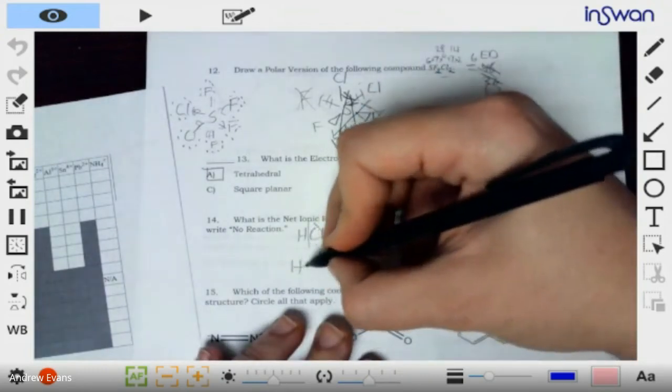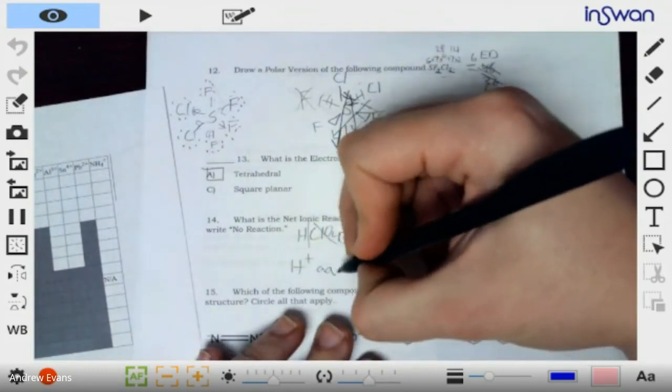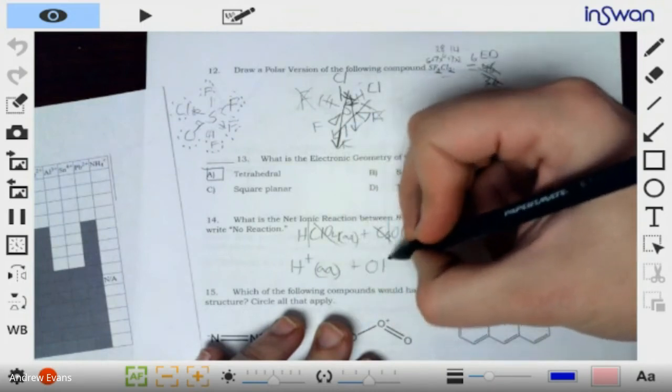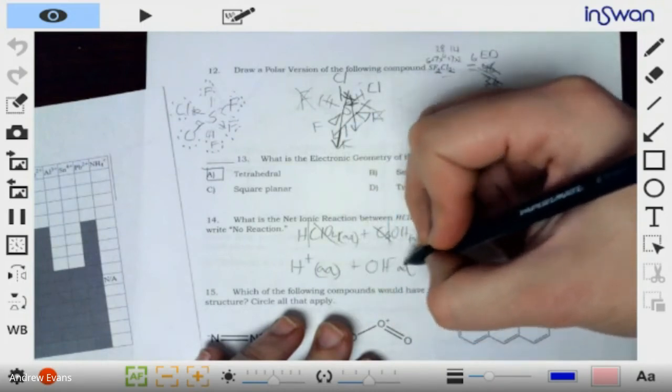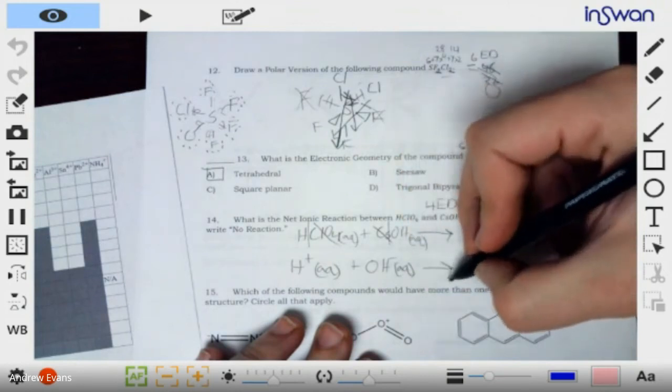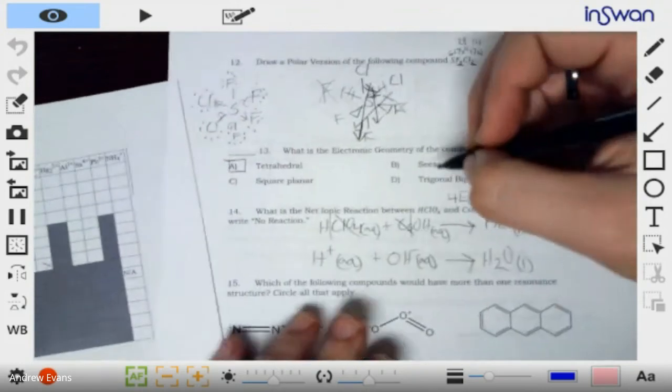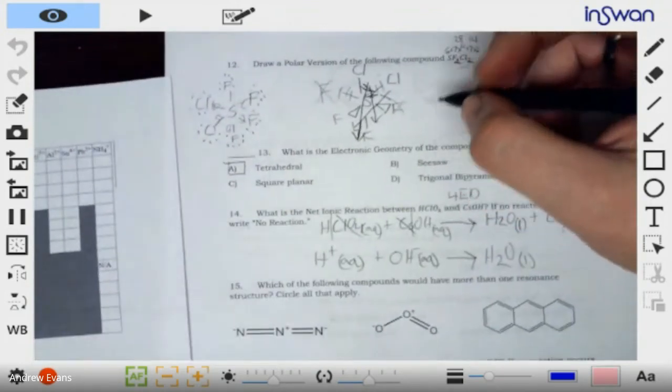Our net ionic equation for any strong acid and strong base is H plus and OH minus, aqueous, goes to water, liquid. That's the driving force for any acid-base reaction.